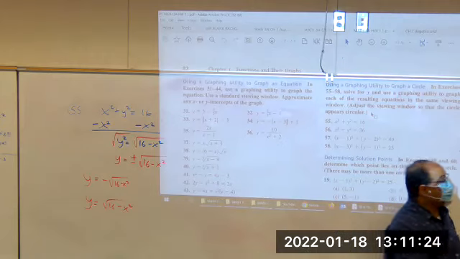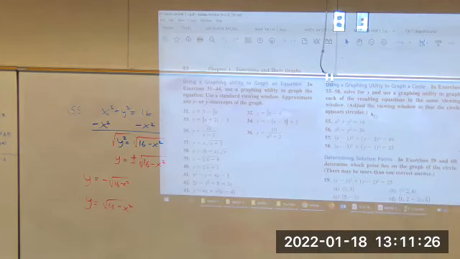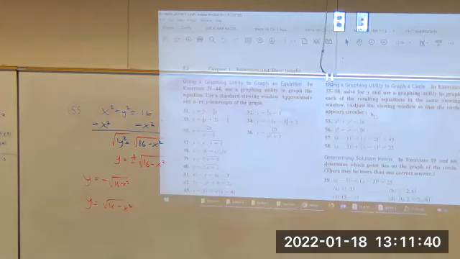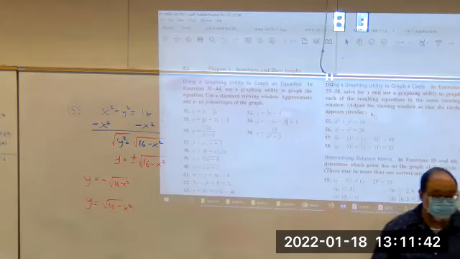If you just had simplify, what's the square root of 20? There's no equation, it's just simplify. Then you only put the positive answer. Because it's not an equation, this is equal to just 2 square root of 5. We're not solving for a variable.